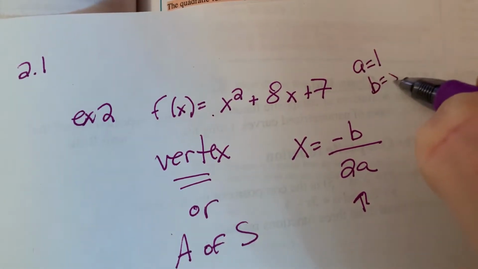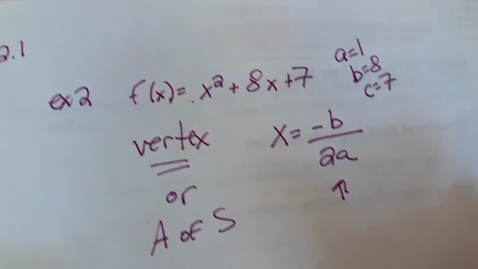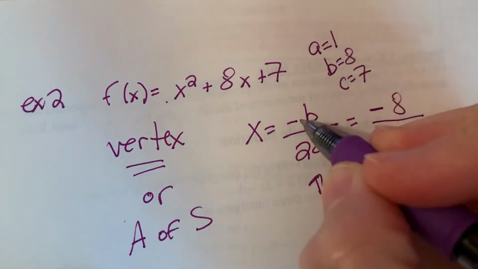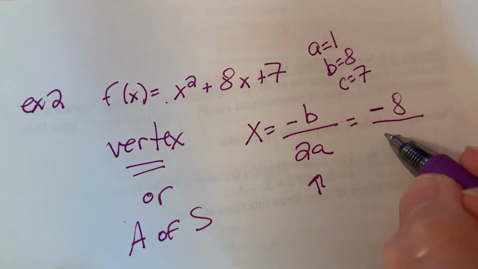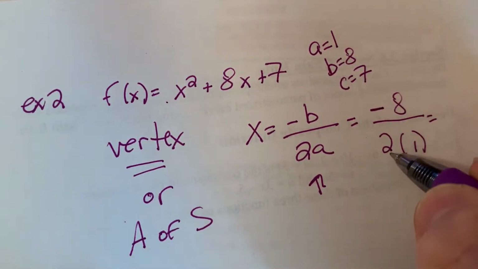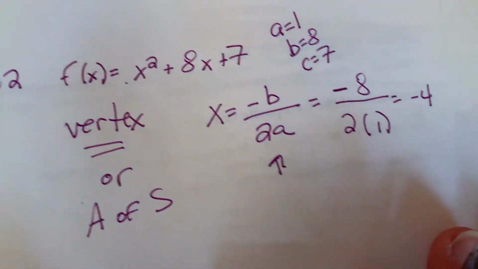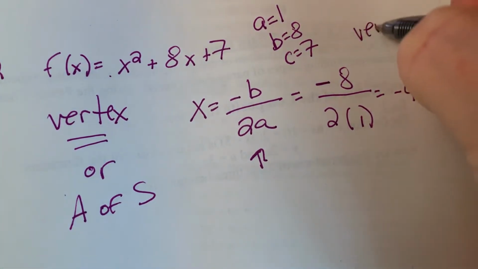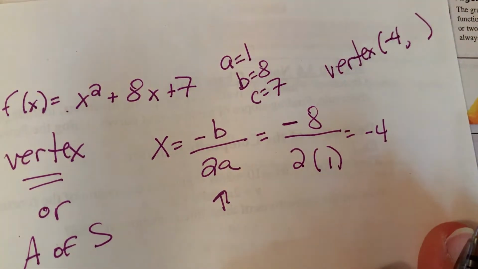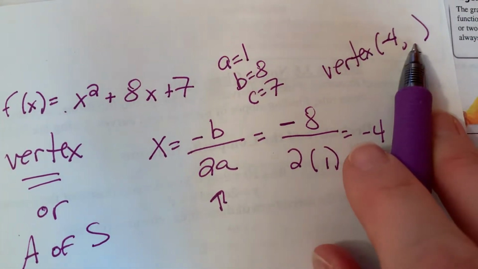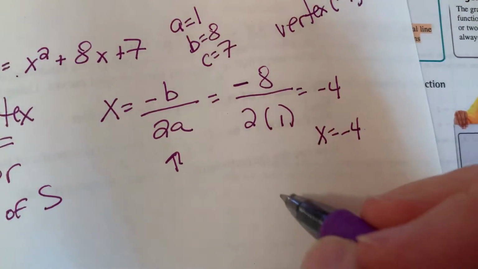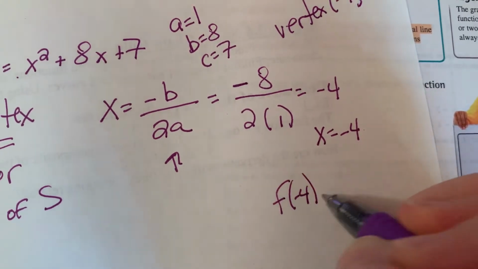So a equals 1, b equals 8, c equals 7. So the axis of symmetry for this would be negative 8, negative b is 8, over 2 times a. So that would be negative 8 divided by 2, which would be negative 4. So that is, if I'm finding my vertex, the x portion of the vertex. Now, to find the y portion of the vertex, I'm going to take this x equals negative 4 and substitute it into my original function.